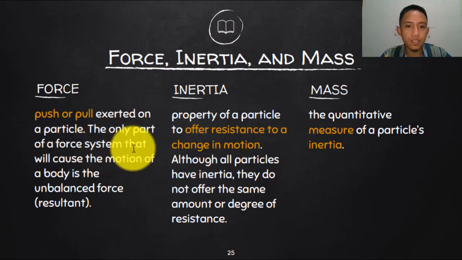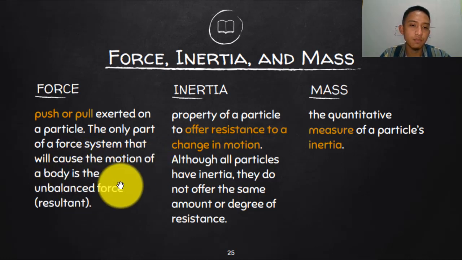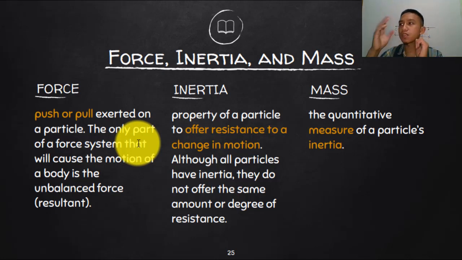The only part of a force system that will cause the motion of a body is the unbalanced force. You discussed that in your rigid body. Let's say you apply a force on a certain particle or body. If that is not counteracted or balanced, then there will be a resultant, which is the net force. Let's say you push this particle and there is a slight cancellation by another force on the other side. If this is stronger than that, then there will still be a resulting or net force that will cause the motion. So as long as there is an unbalanced force, or resultant, there will always be a motion.